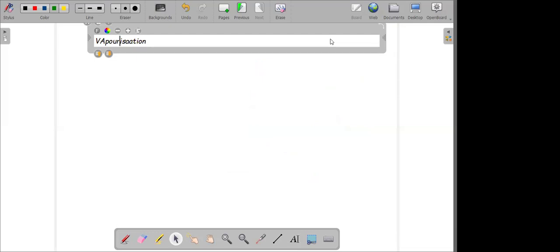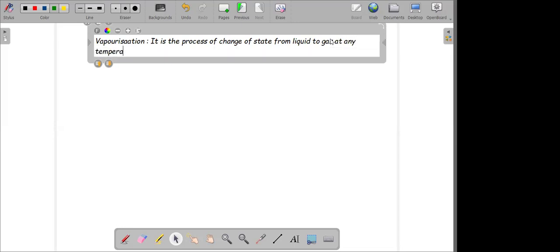Vaporization. Sir, it is a change of matter from liquid state to gaseous state at specific conditions of temperature and pressure. Okay, it is the process of change of state from liquid to gaseous state or vapor state, at any temperature and pressure. Yes, sir. Okay. So the process will occur at any temperature and pressure.